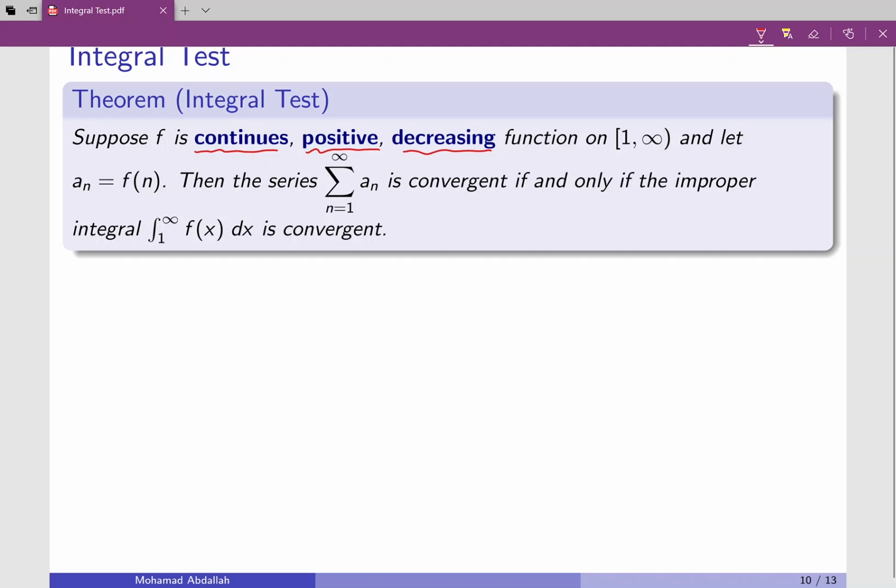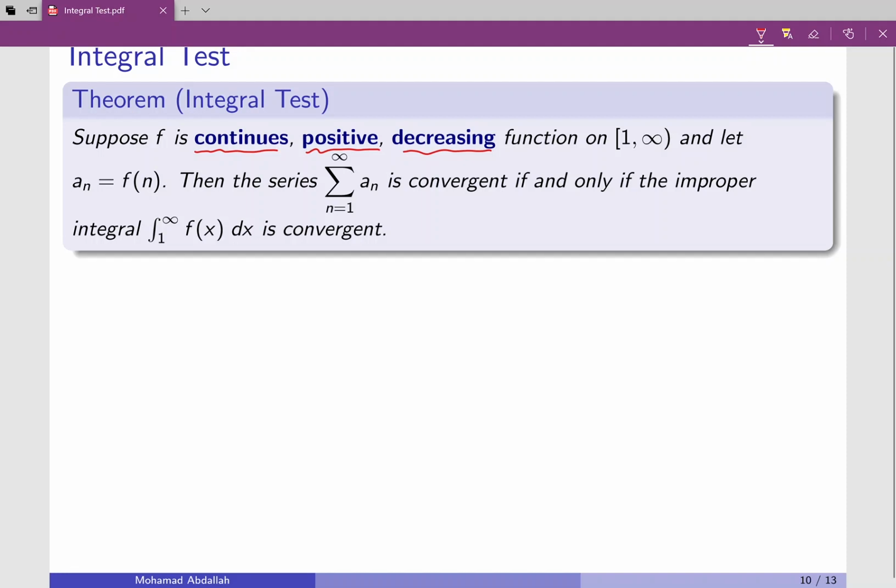So before you apply the test, if you decide to apply it, you have to make sure that the function f is continuous, positive, and decreasing on 1 to infinity. Not necessarily 1 to infinity. Maybe the series that you want to consider doesn't start at 1, it starts at 10. That's fine, from 10 to infinity in that case. But it will never be negative. I mean, the lowest value will be 1.